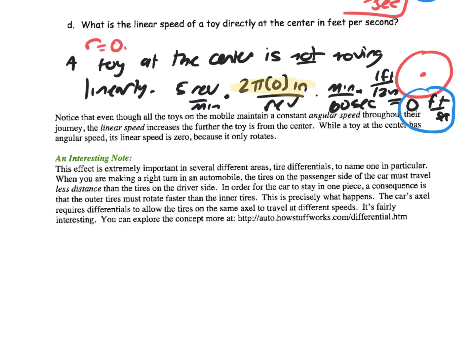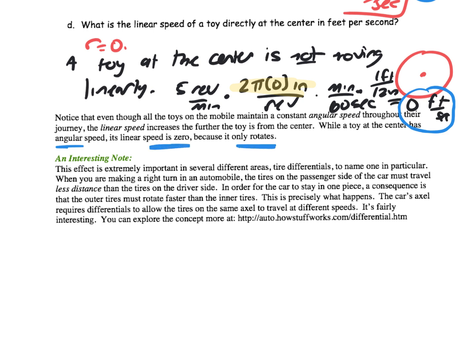Okay, a couple of notes I'm going to read to you at the bottom. Notice that even though all the toys on the mobile maintain a constant angular speed, right? They're all going 5 revolutions per minute. The linear speed increases the further the toy is from the center, right? The toy that was 9 inches out was faster than 6 inches out in terms of linear speed. Okay, while a toy at the center has angular speed, but 0 linear speed because it only rotates.